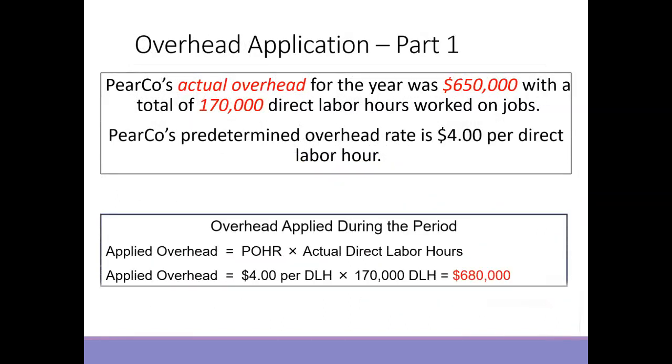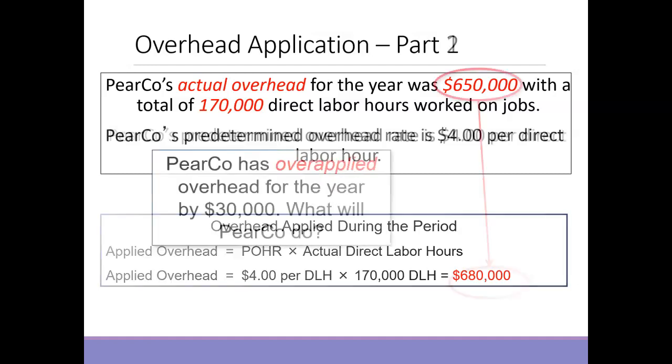So in this case, Pear's actual overhead for the year was $650,000, with a total of 170,000 direct labor hours worked on jobs. Pear's predetermined overhead rate is $4 per direct labor hour. So actual 170,000 times the predetermined overhead rate of 4 means we applied to various jobs $680,000. But if actual is only $650,000, didn't we over apply the overhead?